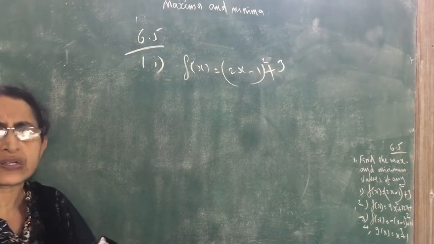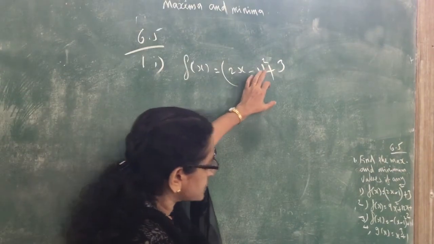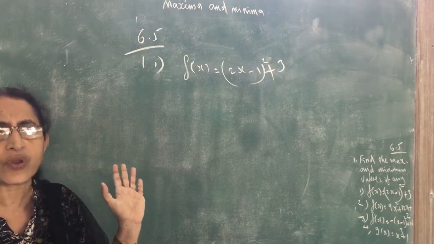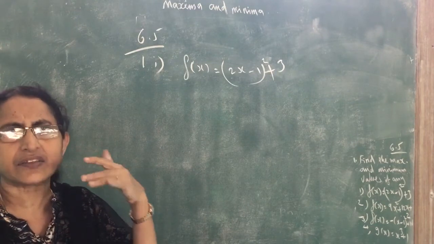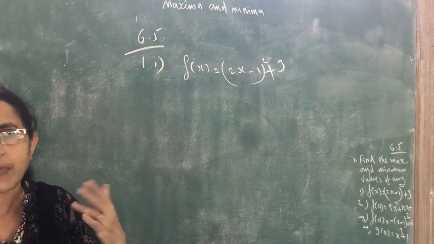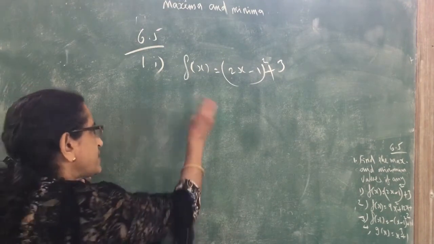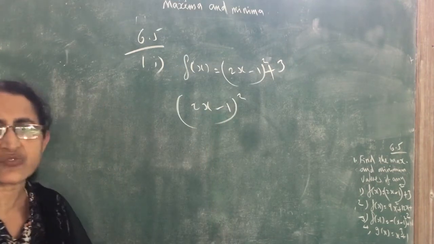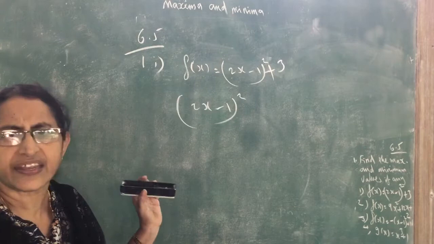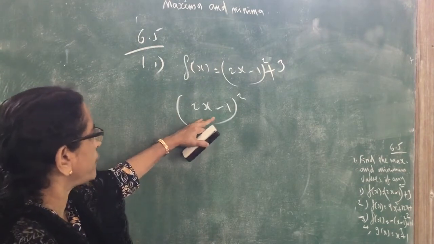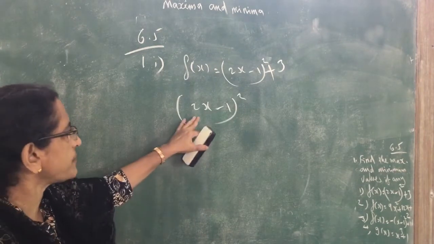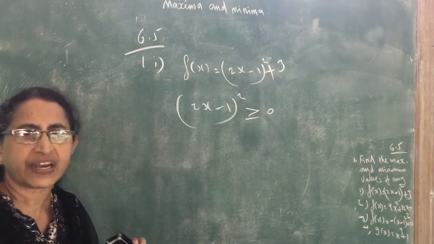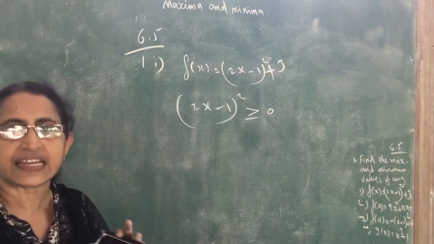So we know the square of a number, a perfect square, is always greater than or equal to 0. Using that, we can find the maximum and minimum value of the function. So first we can write, about (2x minus 1) whole square, and here x is any real number. So if x is any real number, (2x minus 1) whole square is greater than or equal to 0. For every real number x, (2x minus 1) whole square is greater than or equal to 0.